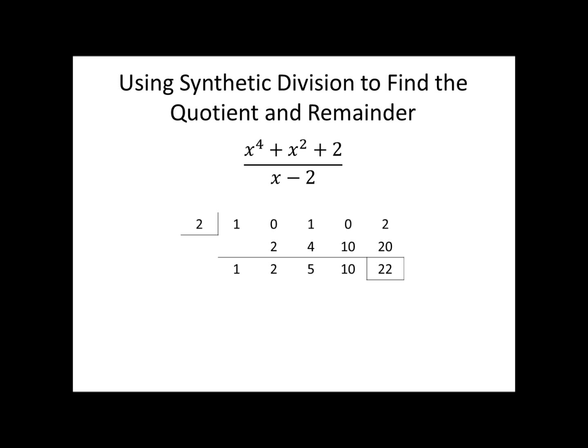Now, as I go through the process, the 1 drops down. I multiply and add, multiply, add, multiply, add, so on and so forth, all the way until I get done with all my numbers. That last number is the remainder. So all of the numbers in front are coefficients on a new polynomial.